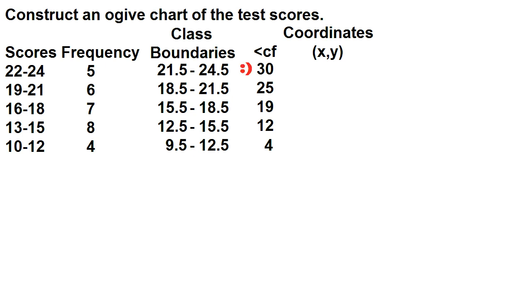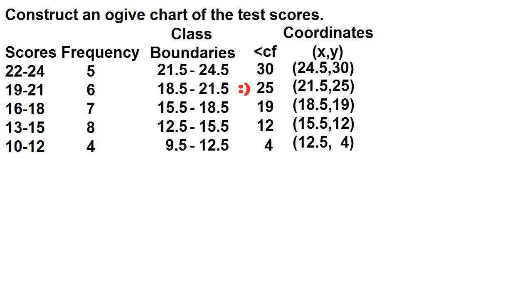How many students got scores below 24.5? 30. 21.5, 25. 18.5, 19. 15.5, 12. 12.5, 4. How many students got scores below 9.5? 0. Don't forget to include the lower boundary of the lowest class interval as one of the x coordinates.